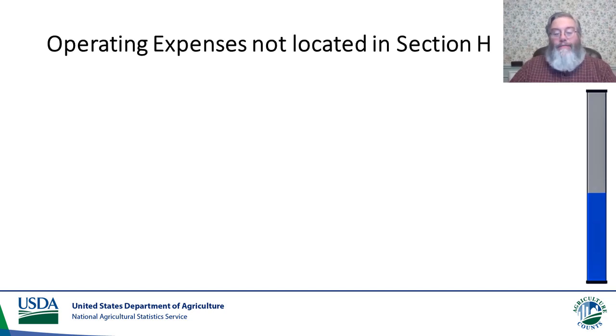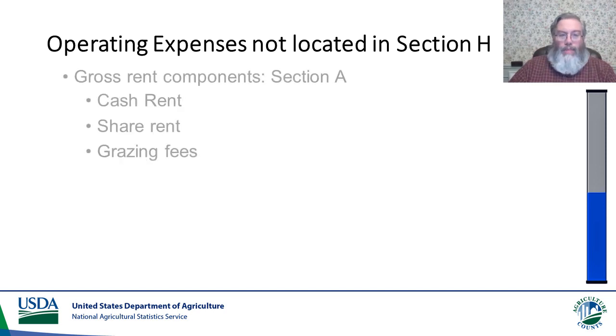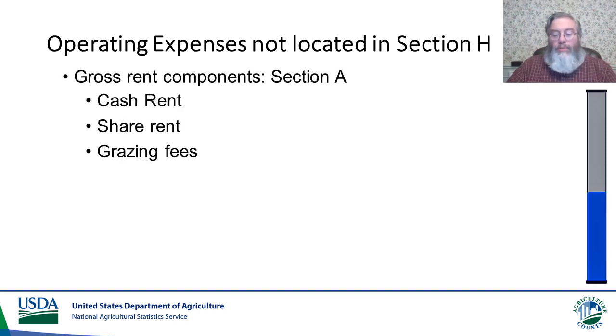There are a handful of operating expenses that are collected elsewhere on the questionnaire. The first and most notable items include components for gross rent, including cash rent, share rent, or grazing fees reported in Section A. Although this was discussed in an earlier presentation, it's important to note the differences in collection of rent expense from previous years.